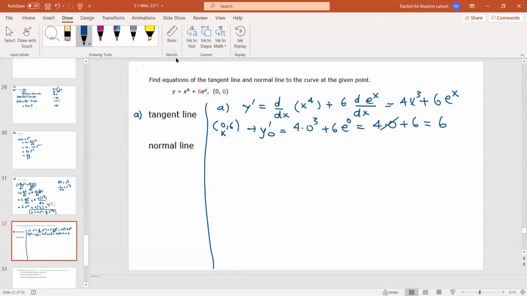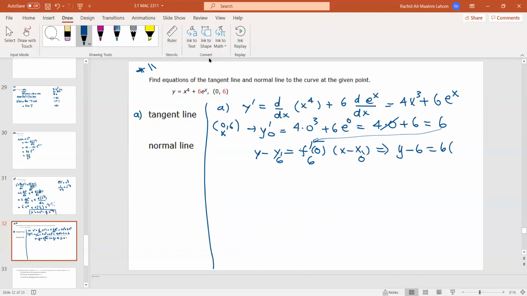And this one should be number 11. We go back to find the tangent. Now it became a regular question, right? We do f prime at 0 times x minus x1, and this is a 6 and this is a 0, and we found that this is a 6 as well. So y minus 6 equals 6 times x minus 0. So y equals 6x plus 6. This is the equation of the tangent.